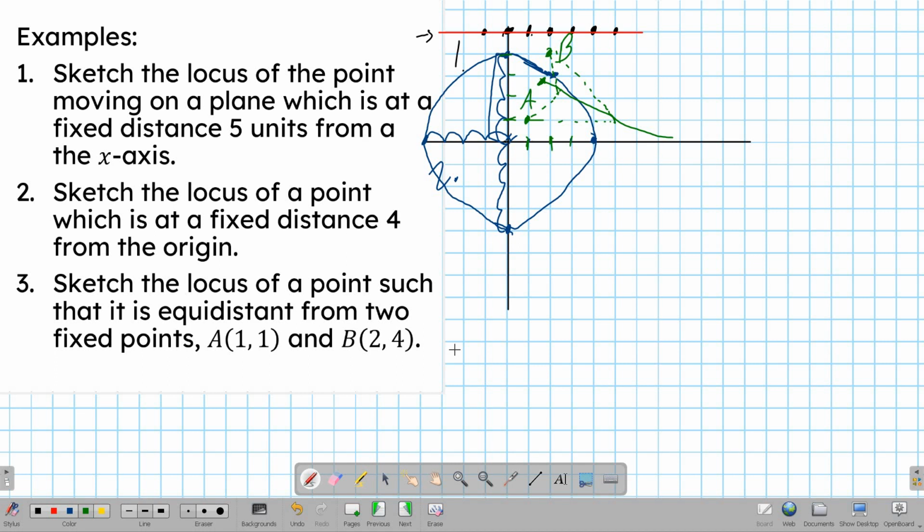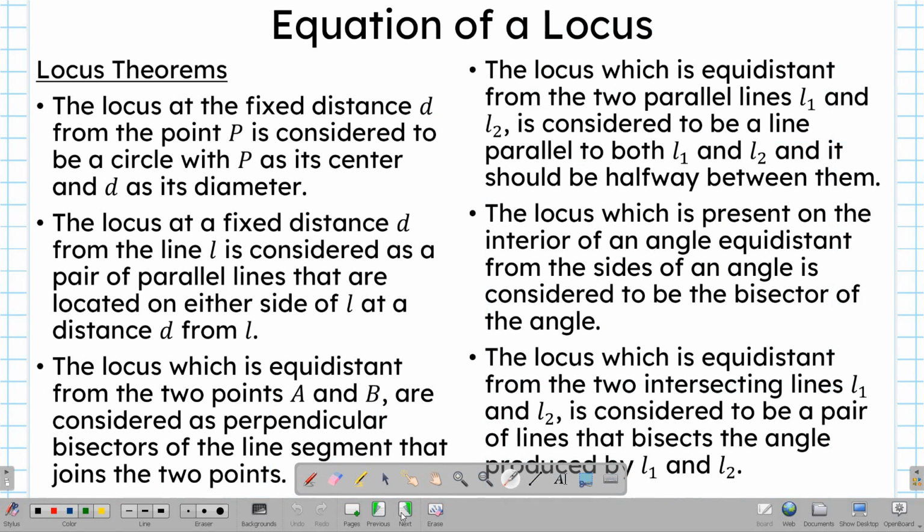Ngayon, ang hahanapin natin, we will be now asked to find the equation of these locus of points. Kasi, analytic geometry tayo, dapat may algebra. But before we go into that, let's look into some common locus theorems. Like, for example, the locus at the fixed distance D from a point P is considered to be a circle with P at its center and D as its radius. Ito yung dinemonstrate natin kanina dun sa naunang example number 2.